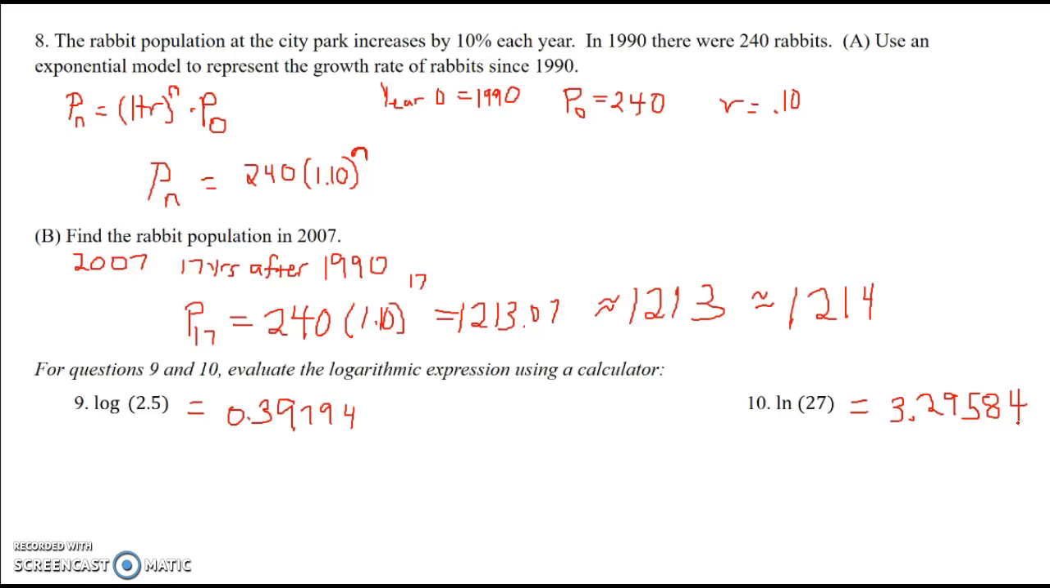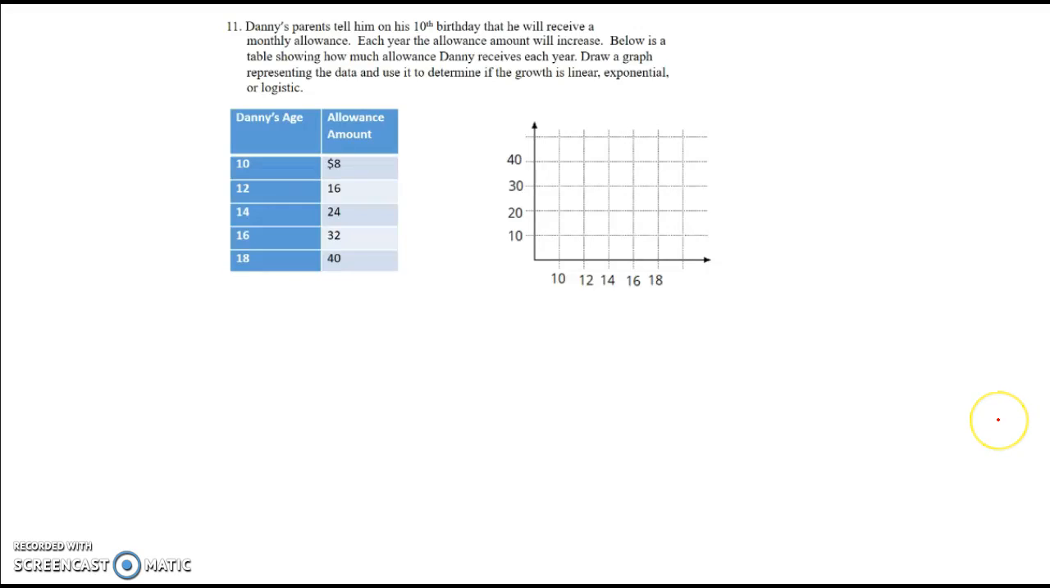All right. Let's look at the next one. It says, Danny's parents tell him on his 10th birthday that he will receive a monthly allowance. Each year the allowance amount will increase. Below is a table showing how much allowance Danny receives each year. Draw a graph representing the data and use it to determine if the growth is linear, exponential, or logistic.